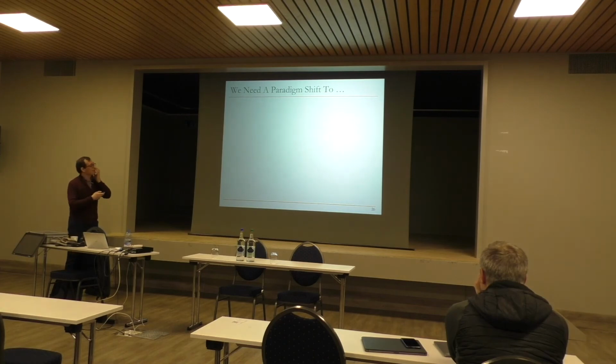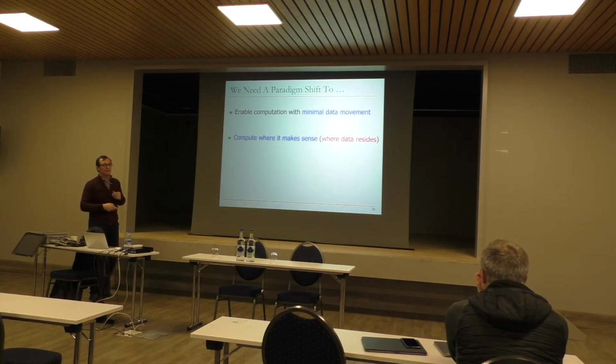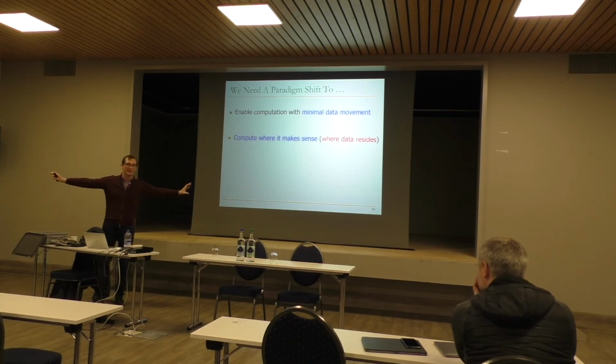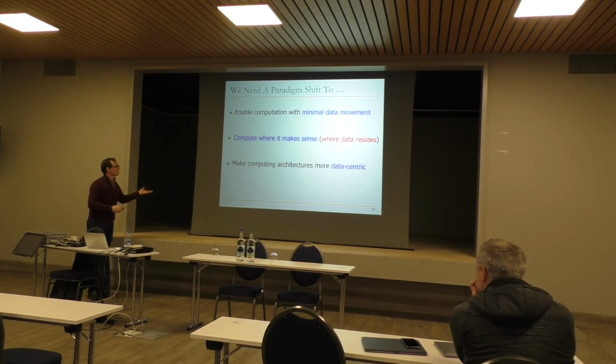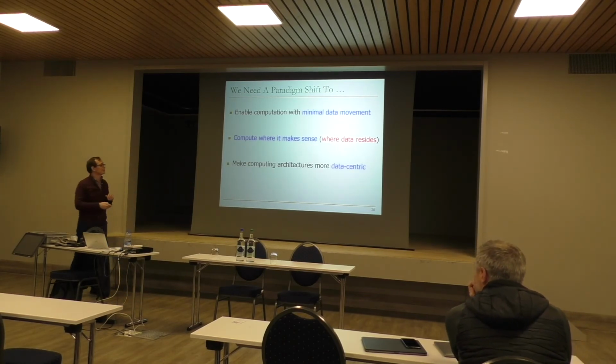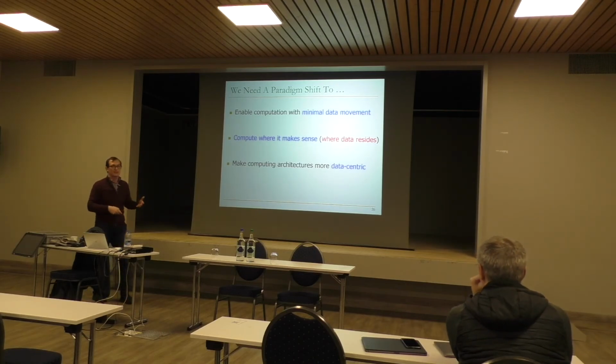Okay, so basically we need a paradigm shift to minimize data movement and enable computation with minimal data movement. I call it computing where it makes sense, where data resides, which means that we should have the ability to compute wherever the data resides. And this, I think, is a more data-centric view of the world. We should make computing architectures more data-centric as opposed to processor-centric.